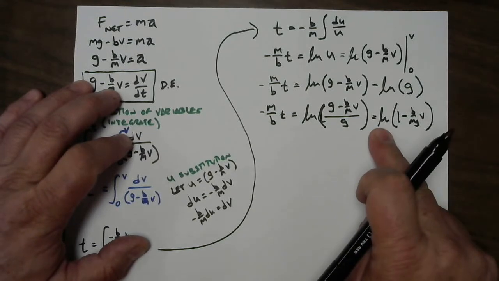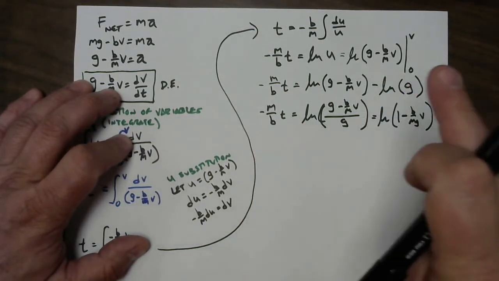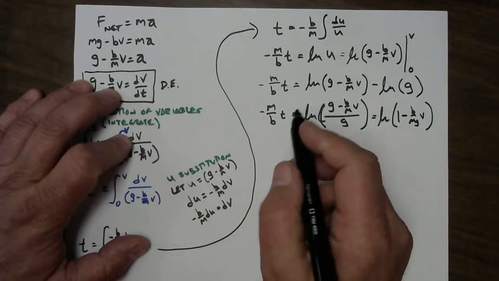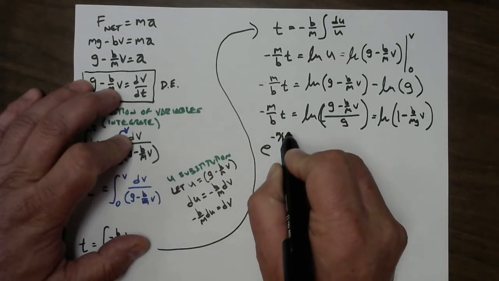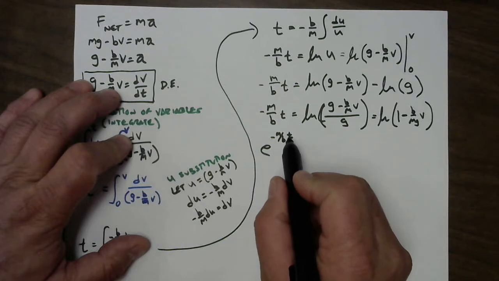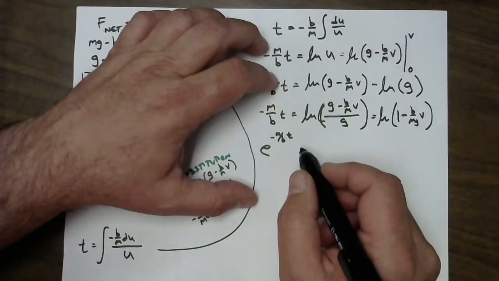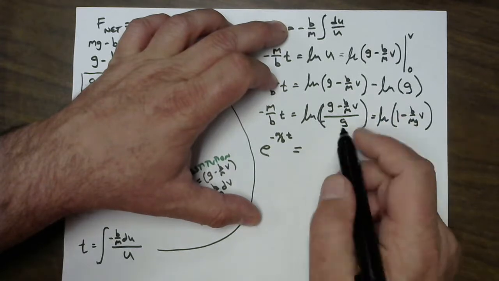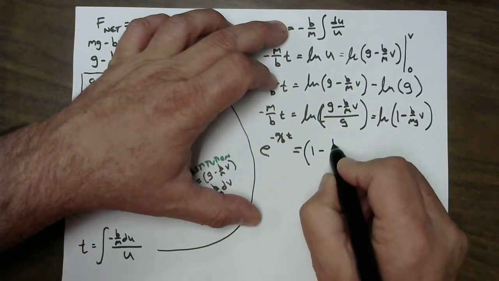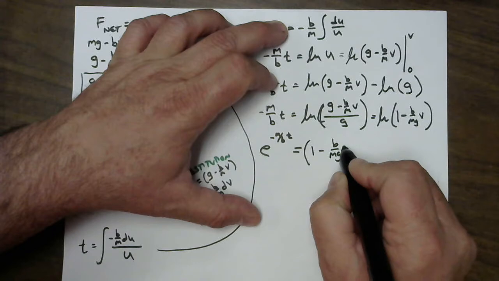So to get rid of this log, I'm going to do e to this side and e to this side. E to this side is now e to the minus m over b times t. I'm putting this as a fraction, then times t later. It's just to make things fit a little better. E to this side, the e cancels the natural log, and all we have is 1 minus b over mg times v.